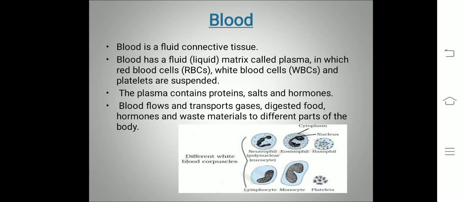What does this blood do? Blood flows and transports gases like oxygen and carbon dioxide. It also transports digested food, hormones, and waste materials to different parts of the body.